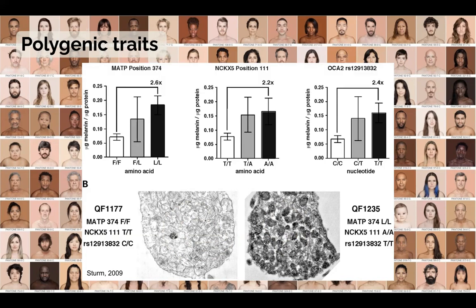This is showing kind of a cumulative effect of having genetic production of pigment based on 3 separate locations. So different genes in different parts of the genome, the MATP, NCKX5, OCA2. Depending on your genotype, so this is a nucleotide genotype here, the TT genotype gives a higher production of melanin, the CC genotype, a lower production of melanin, and CT genotype, kind of intermediate. So altogether, this one gene has kind of an incomplete dominance inheritance type phenotype.